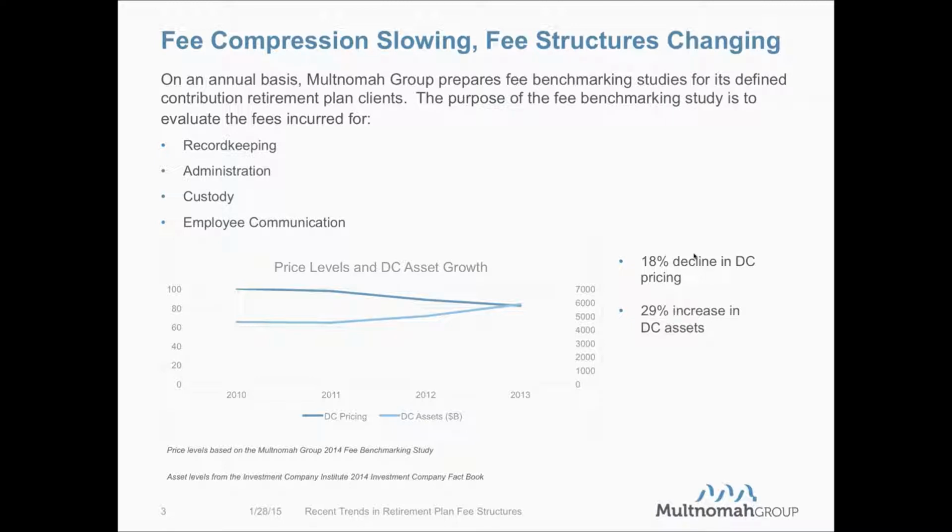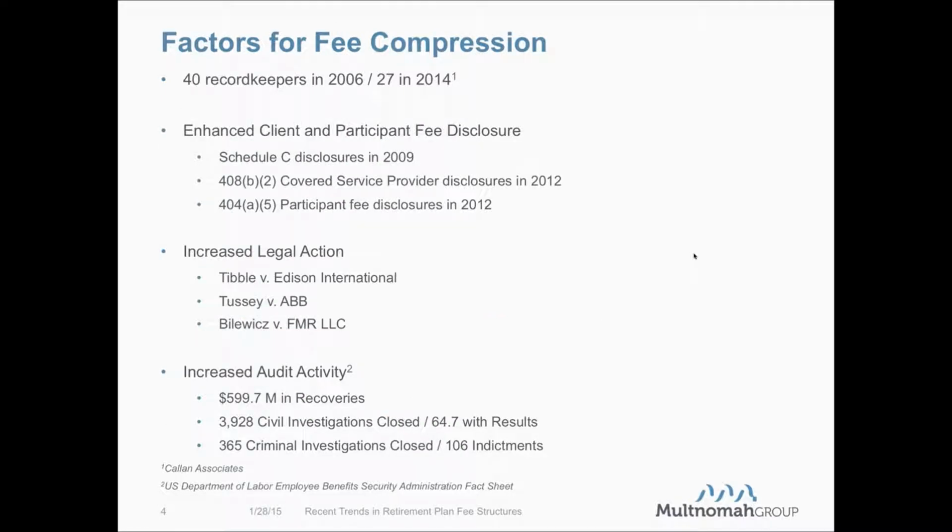Interestingly, in 2014, we didn't see material changes. The reductions we saw were in very specific large average account balance, large mega plans. We didn't see a tremendous amount of movement in the smaller plan marketplace. And as we took a look at the factors that led to the fee compression, it's interesting. It's certainly been many and varied.